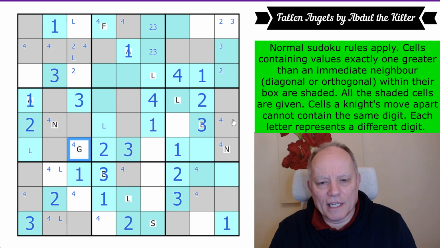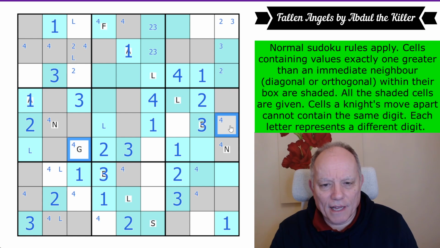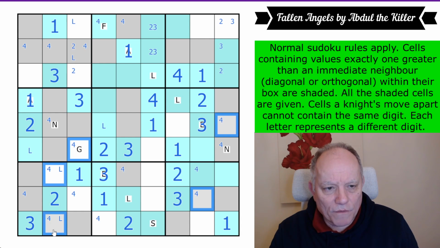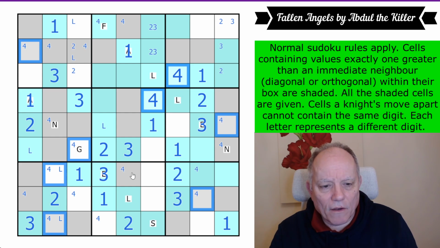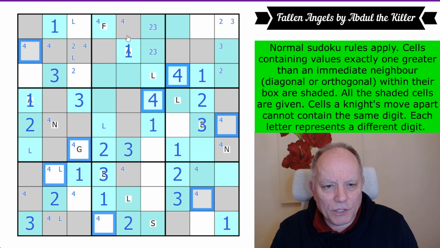So if that is 4, 4 is there. This is all I can really do. Then 4 is there. 4's in one of those 2 and must be there. 4 we've obviously got in the top end boxes. That can't be 4 by knight's move. So we'd have these positions for 4.